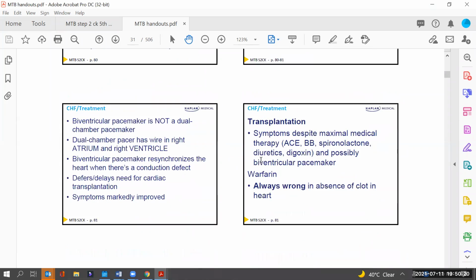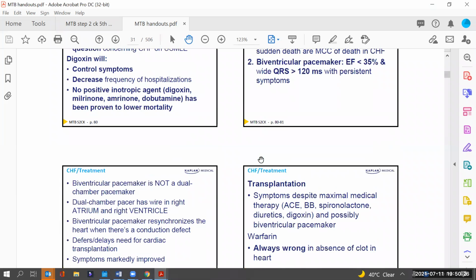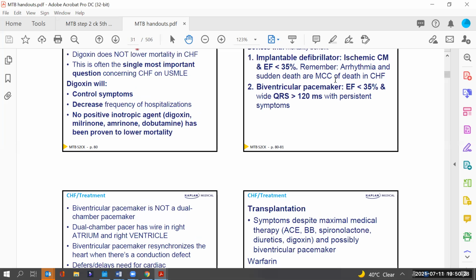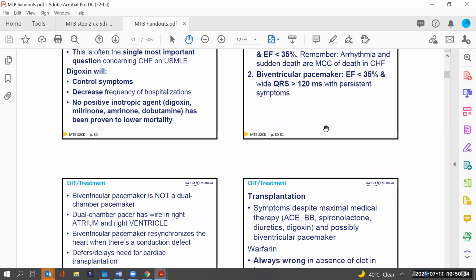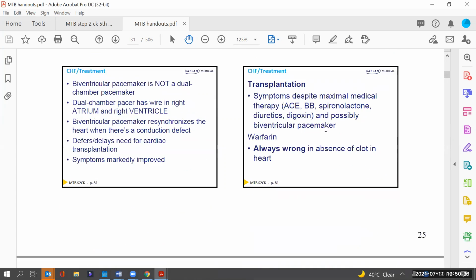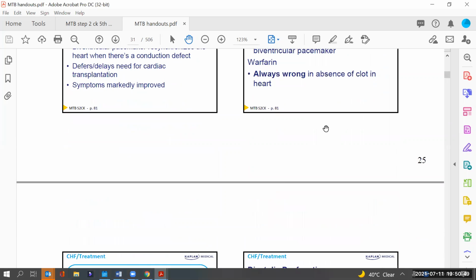Then the biventricular pacemaker, which is not a dual chamber pacemaker. We have two choices, implantable defibrillator and pacemaker, but among these two, we will always prefer defibrillators. Then transplantation: despite maximal medical therapy, the patient is on full maximal therapy and already has a biventricular pacemaker, with no improvement, then of course we'll go for transplantation.